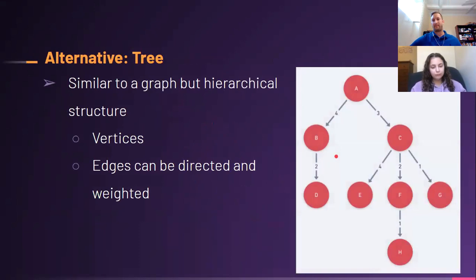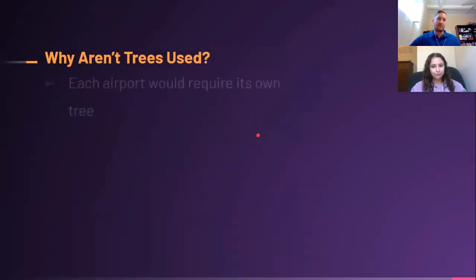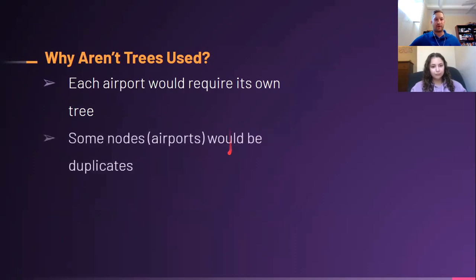So here's a quick example. Say, again, the nodes are airports, and the numbers on the weighted edges are the price. This would be a pretty decent way to do it. However, since we only have one starting node up here, each airport would have to have its own unique tree, and it couldn't be all in one data structure like the graph. That would be a downfall of it, and part of the reason it wouldn't be used. Each airport would require its own tree.